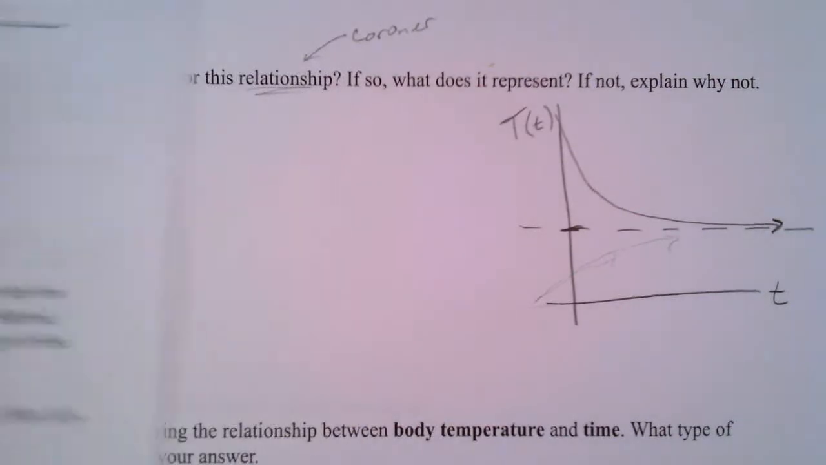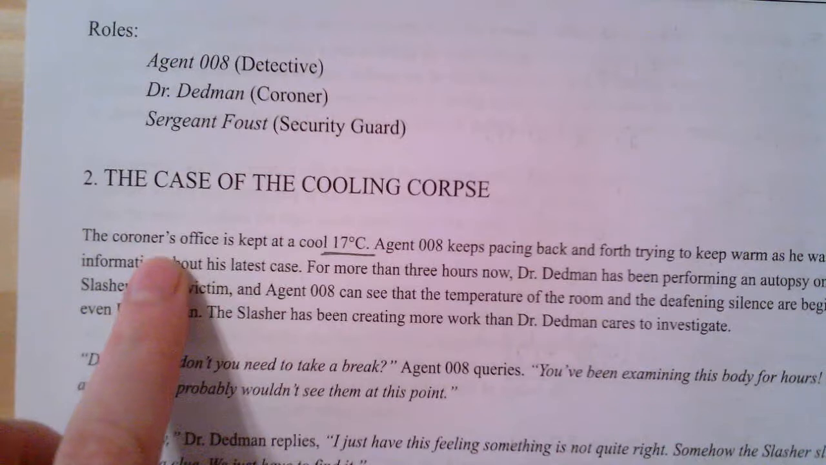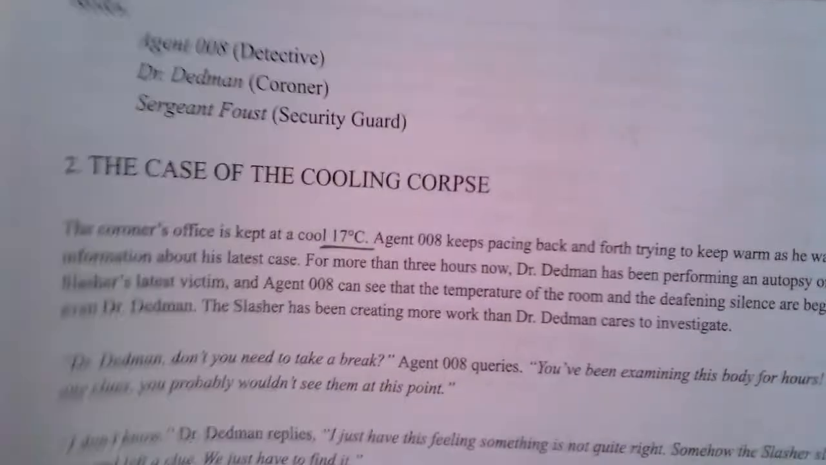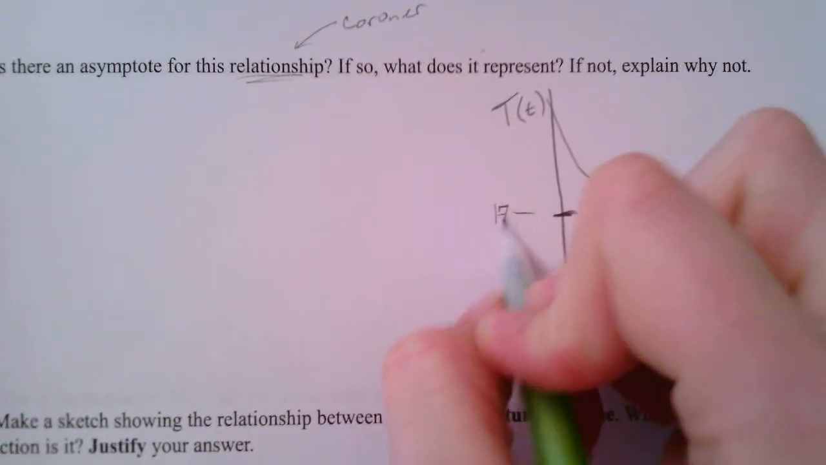So if you recall in this story, this was one of the first pieces of information given to us, and it's stated right here. I'm going to show you in the story because I like to be factual. It says the coroner's office is kept at a cool 17 degrees Celsius. So the room temperature is 17 degrees Celsius.